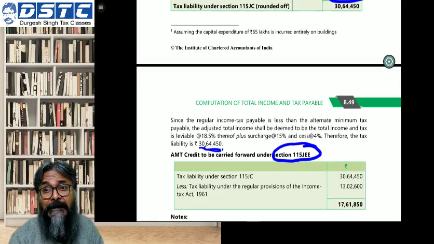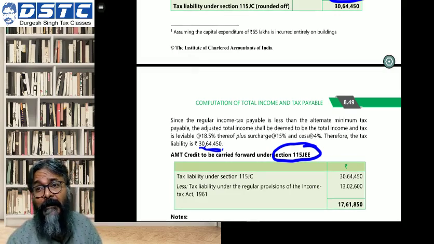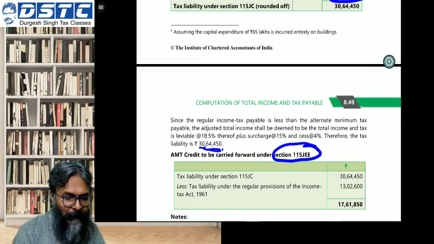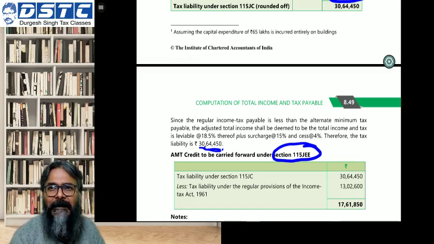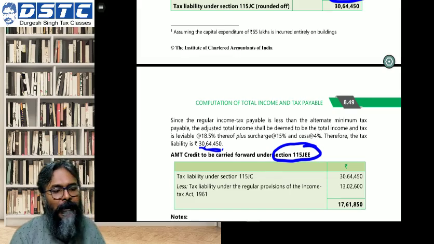which is 30,64,450. So he has paid an excess amount of tax, and the excess portion of the tax, which comes to 17,61,850. That is what will be the AMT credit.